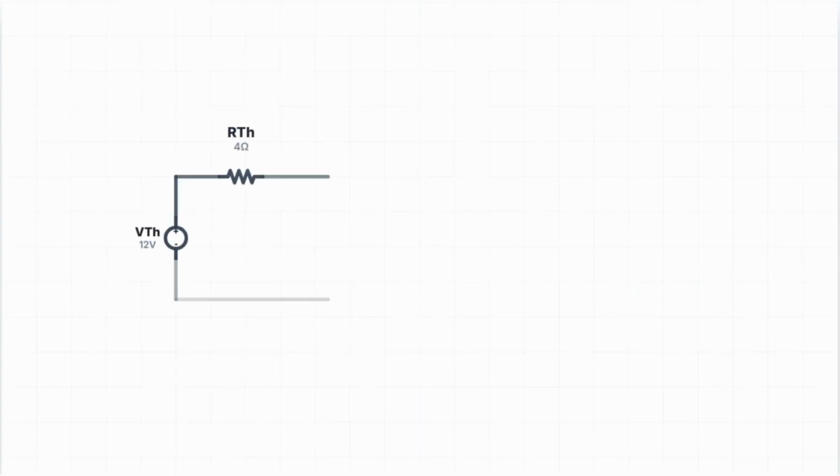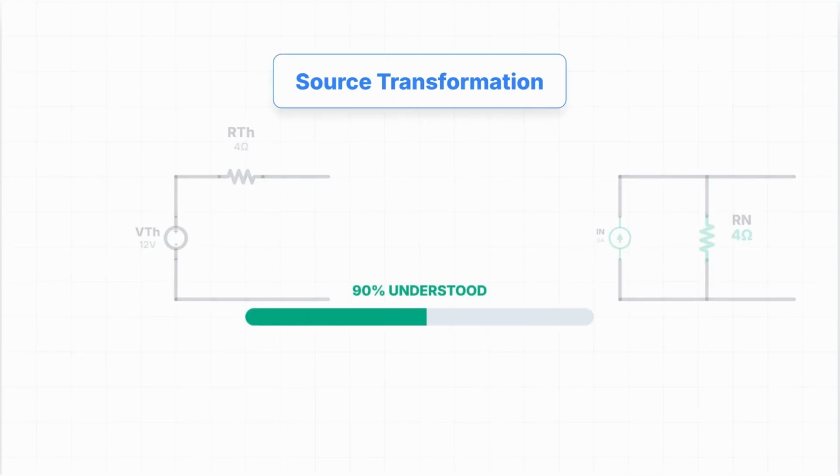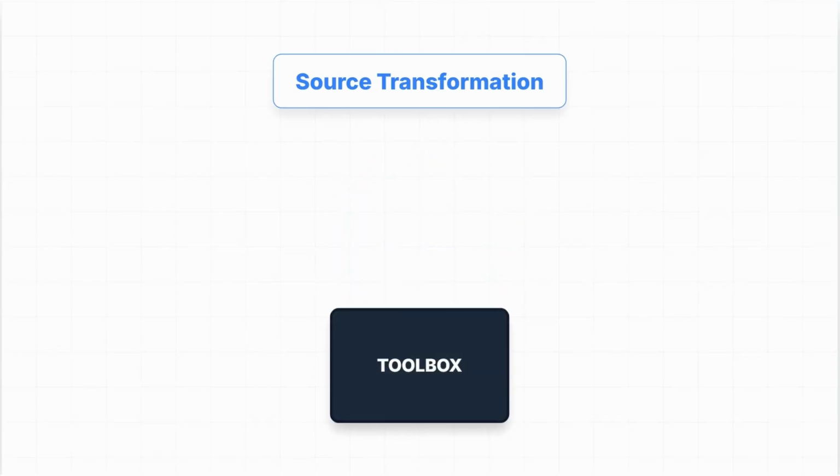Norton's theorem is essentially source transformation applied to the entire circuit. If you understand the Thevenin, you're 90% of the way to understanding Norton. They are two sides of the same coin. Mastering both gives you the flexibility to choose the easiest path for any problem.